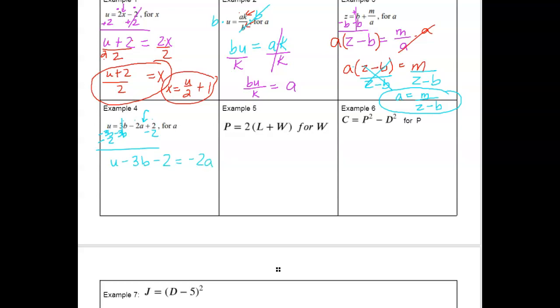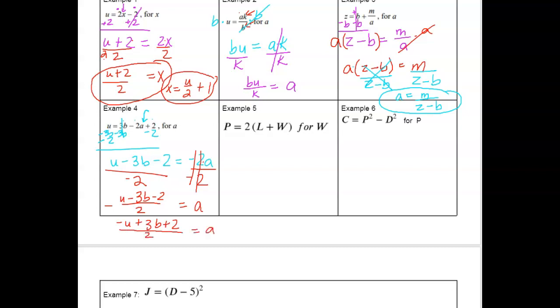And then this kind of looks like example 1. I want to get A alone, so those are being multiplied, so make sure you divide by negative 2. Now, you can put a negative out in front. You might see this on multiple choice. Or what that negative really does is it changes all the signs in the top. So you might see it written as negative U plus 3B plus 2 all over negative 2.